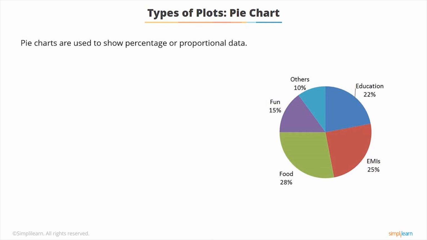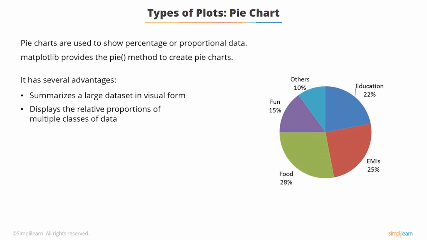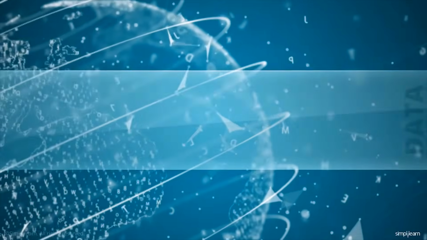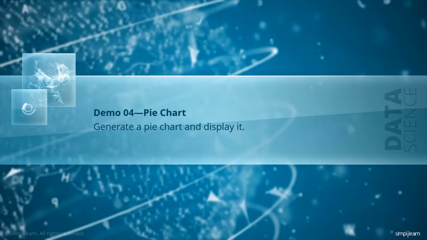Pie charts. Pie charts are typically used to show percentage or proportional data. Note that usually the percentage represented by each category is provided next to the corresponding slice of the pie. The Matplotlib library provides the pie method to make pie charts. It has several advantages. It summarizes a large dataset in visual form. It displays the relative proportions of multiple classes of data. The size of the circle is made proportional to the total quantity. In this demonstration, you'll learn how to create a pie chart and display it.